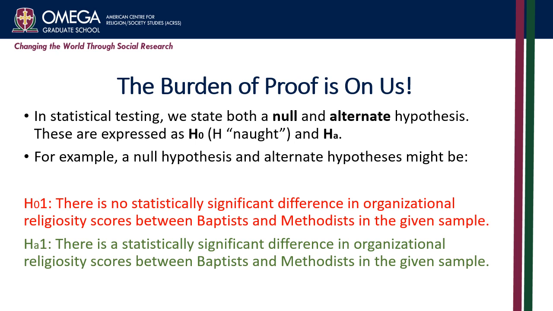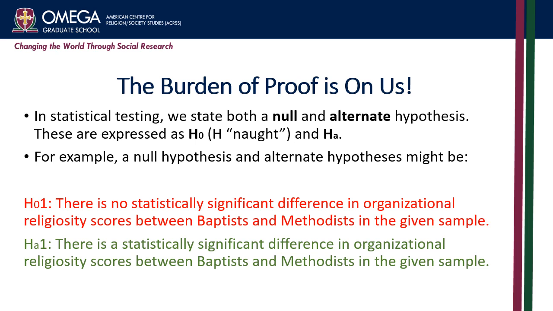For example, a null hypothesis and alternate hypothesis might look like this. The null hypothesis would say there is no statistically significant difference in organizational religiosity scores between Baptists and Methodists in the given sample. The alternate hypothesis would read there is a statistically significant difference in organizational religiosity scores between Baptists and Methodists in the given sample.